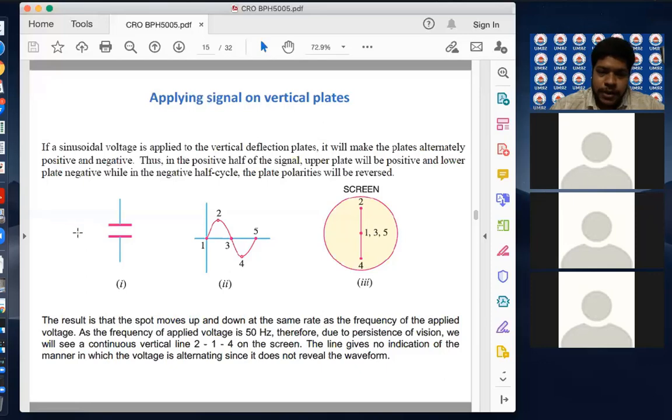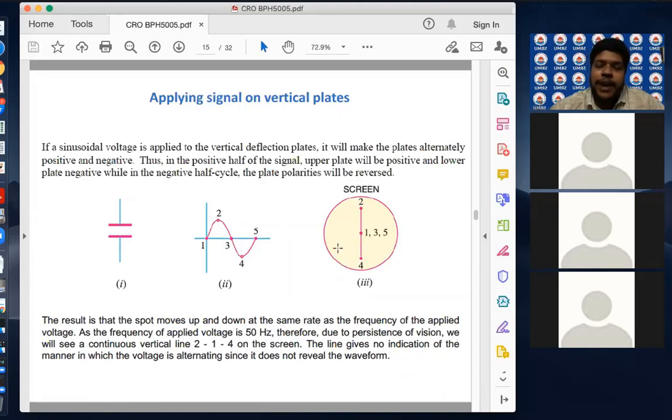अब जो electron beam यहाँ से निकल के आ रहा है, इसका positive negative polarity change होगा. That beam will deflect accordingly. So the result, the spot moves up and down at the same rate as the frequency of applied voltage. As the frequency of applied voltage is 50 Hz, therefore, due to persistence of vision, we will see a continuous vertical line. This is the line.